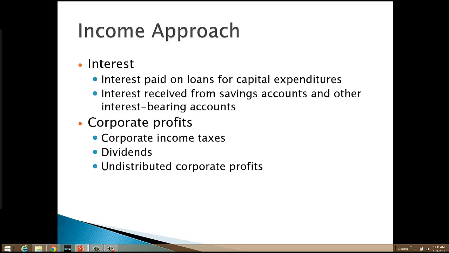Interest consists of the money paid by private businesses to the suppliers of money capital. Simply, we're talking about loans here. It also includes interest on items such as savings accounts, CDs, and corporate bonds.